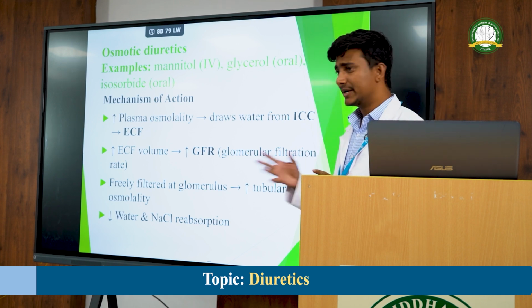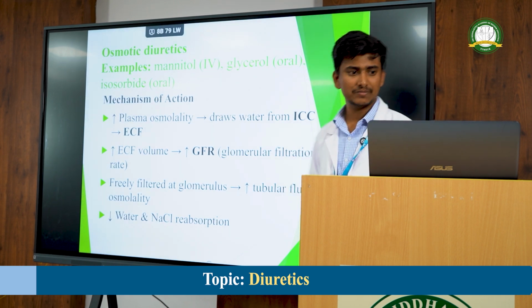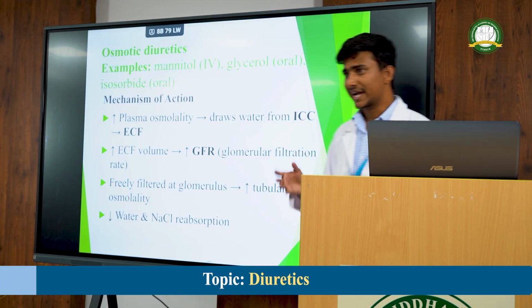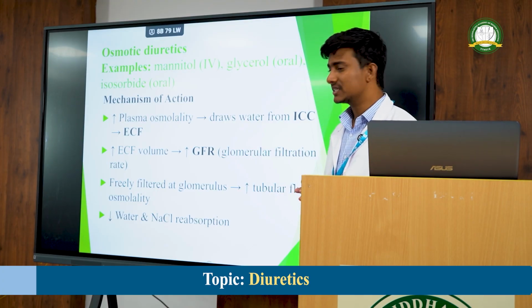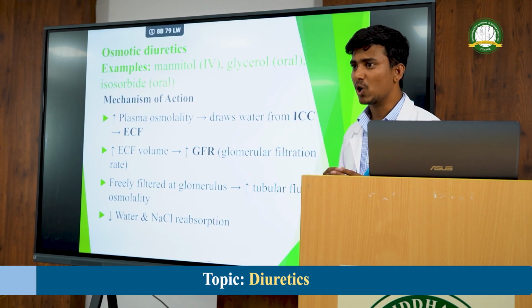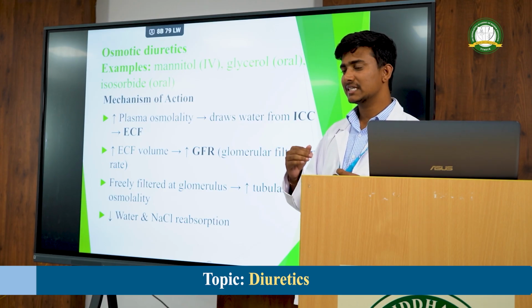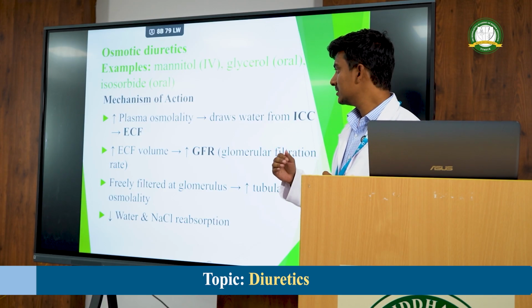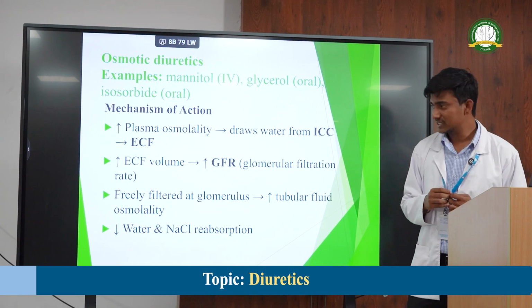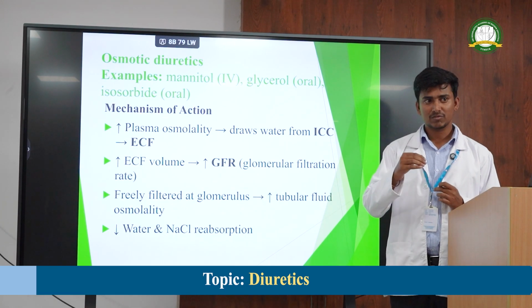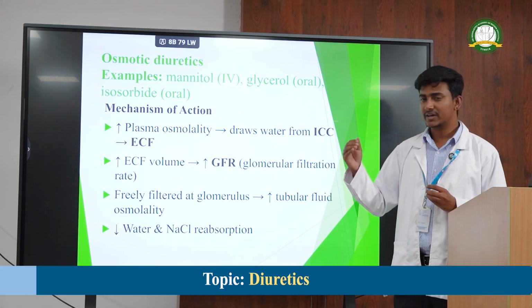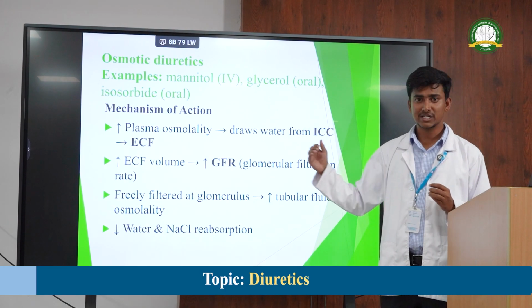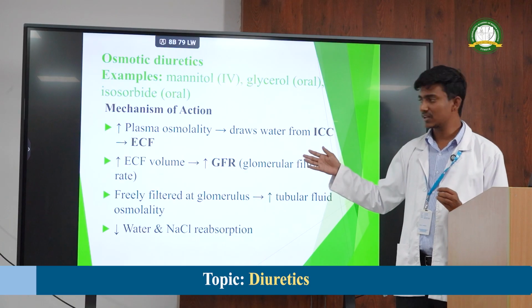Examples: mannitol, glycerol and isosorbide. What is the mechanism of action of these osmotic diuretics? These osmotic diuretics mainly increase the plasma osmolarity, which increases the plasma concentration. Due to the increase in plasma concentration, there is a shift of fluid from the extracellular compartment to intracellular fluids.